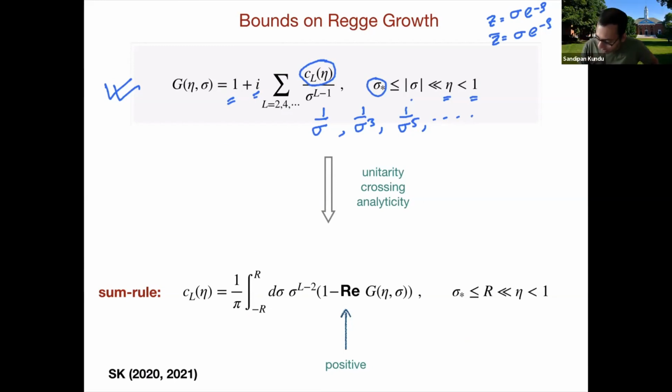Okay, so as I said, from unitarity, crossing, and analyticity, which follow directly from the OPE and unitarity, the existence of the OPE and the fact that OPE coefficients are real, or basically the statement that they follow from the conformal block expansion, we can write down a sum rule for these OPE coefficients. So this is a precise sum rule that one can write down.